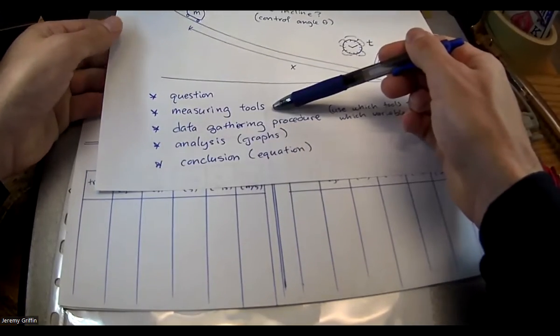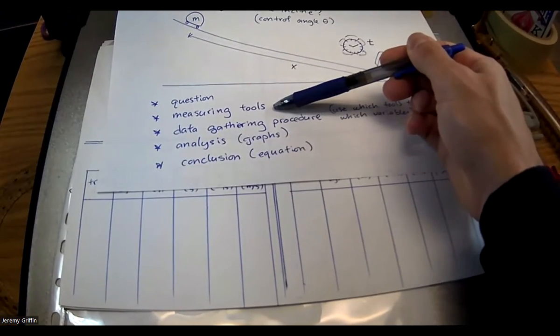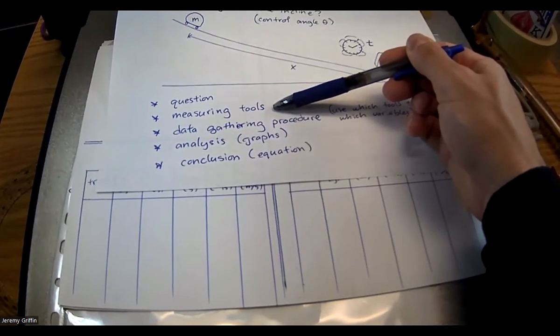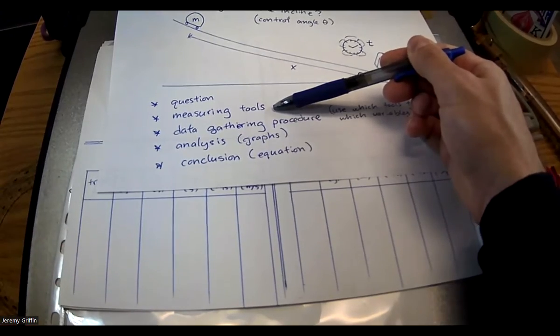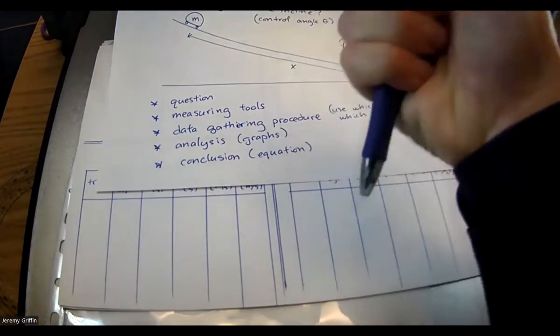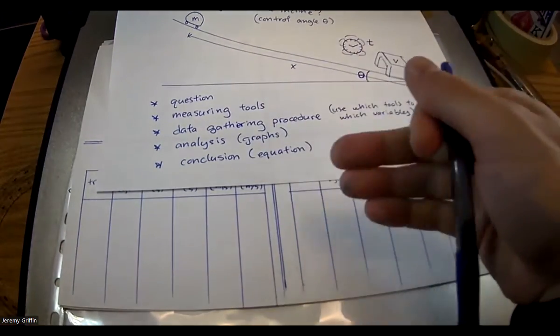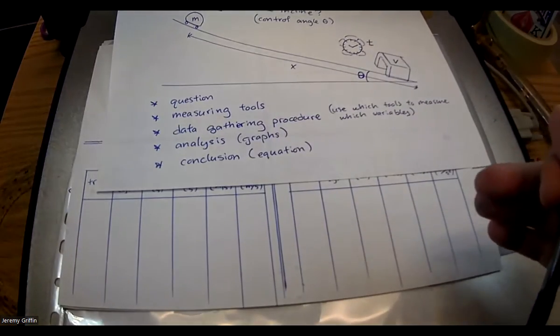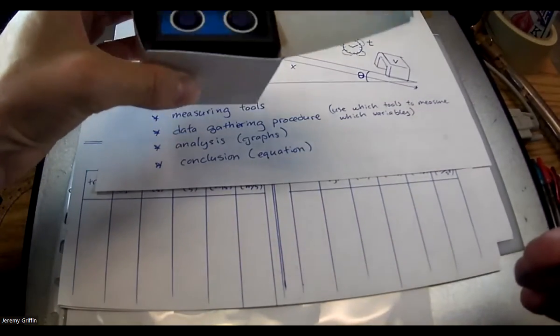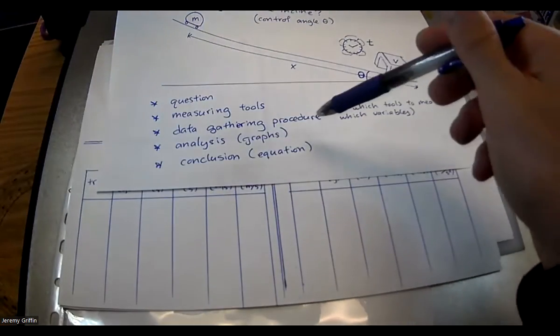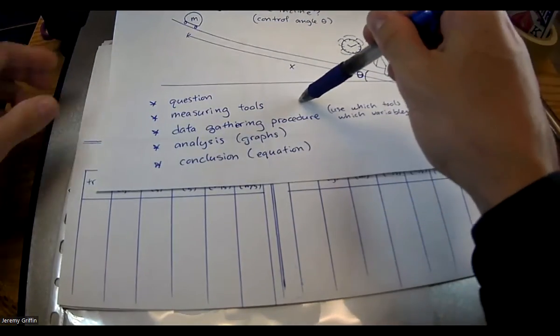You need to list your measuring tools. We went through a whole list of those last week. So think about what tools you have. What tools are you measuring with? Are you using a stopwatch? Are you using a scale? Are you using a meter stick? Are you using one of these speed sensors? AP's term for it is motion detector, so if you want to be safe, you can call it that.